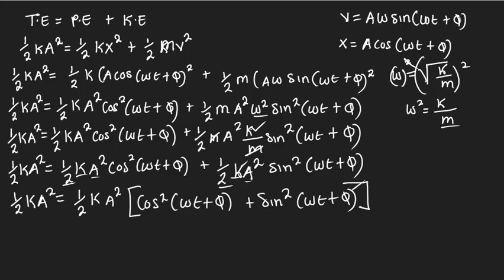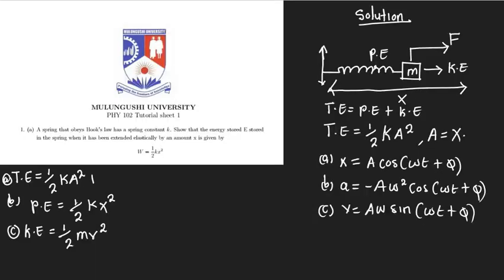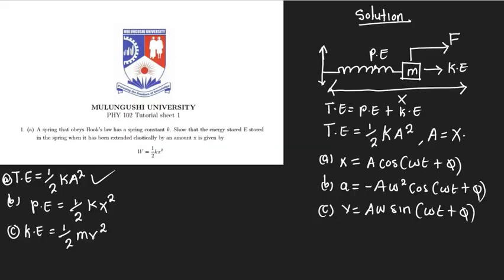Now, notice that what we have here is a trigonometric identity. Sine power 2 theta plus cosine power 2 theta is equal to 1. So everything here is going to equal 1. 1 multiplied by this is this. So at the end, we are going to get 1 over 2 Ka power 2 equal to 1 over 2 Ka power 2. Now, remember that this is the formula for the total energy which we have here. So we can replace total energy henceforth is going to equal to 1 over 2 Ka power 2. So we have proved where this particular formula is coming from.